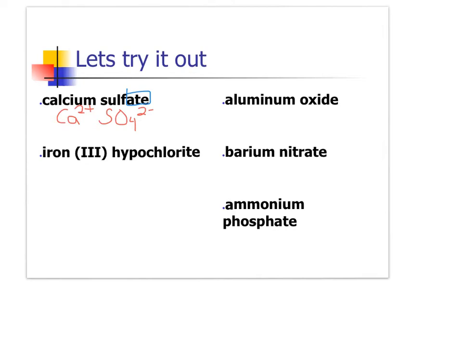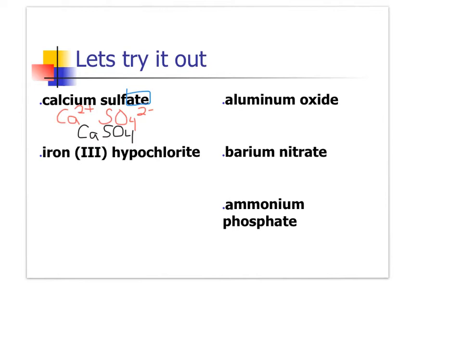We can see that the charges cancel out, and because those charges cancel out, we don't have to rewrite the number again. Instead, what we get to do is just write out CaSO4 as our final answer because the charges themselves cancel out.